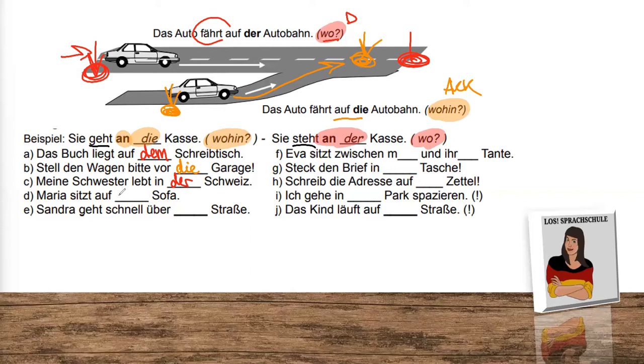Maria sitzt auf dem Sofa. Maria sits on the sofa. Sandra geht schnell über die Straße. Sandra goes quickly over the street. Wohin geht sie? Über die Straße. Akkusativ. Eva sitzt zwischen mir und ihrer Tante. Wo sitzt Eva? Dativ.